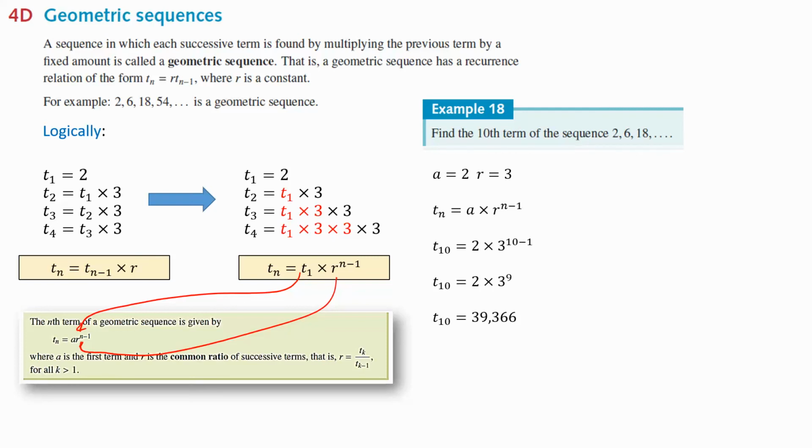How do we feel? Good? Summarize everything for chapter 4 so far. A, B, C, and D. Boom, boom.